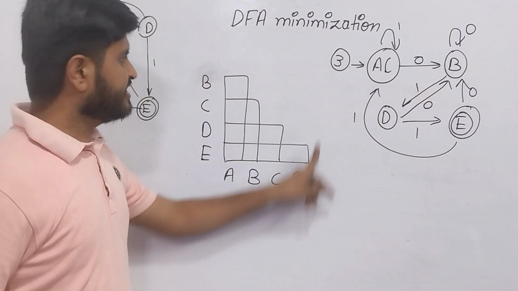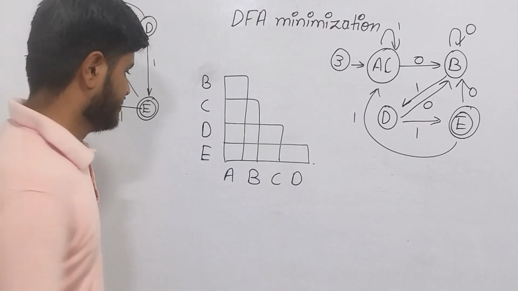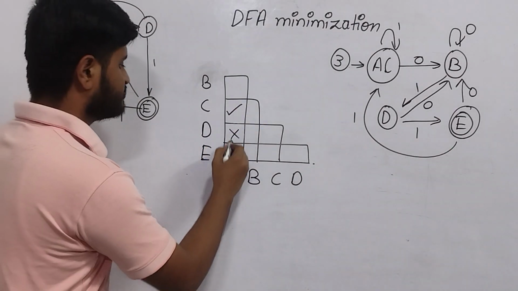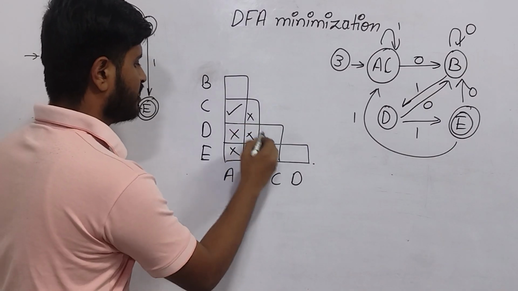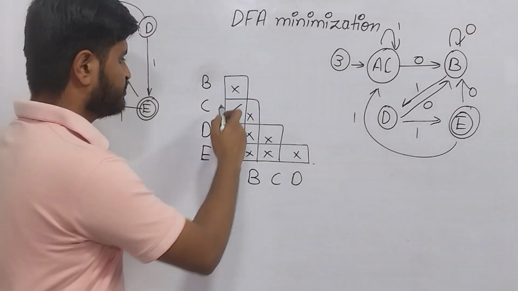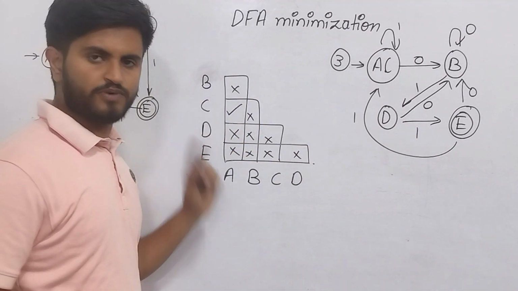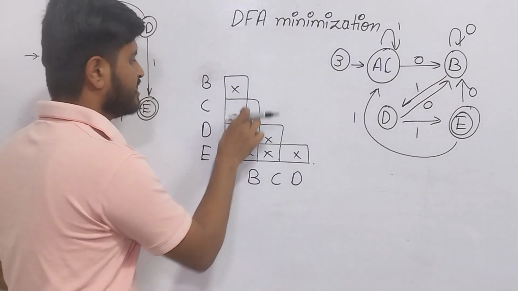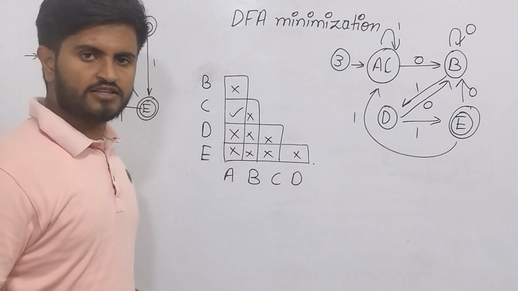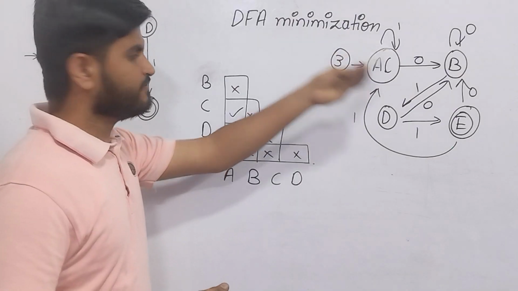Now, which are combined? A state and C state are combined. A and C. Put the tick mark and all others will be wrong mark because we have combined A and C state. You can put the tick mark or you can leave the space as it is like this. You can leave it and cross mark for all others, or you can put the tick mark. And the final step, you can write the DFA diagram now.